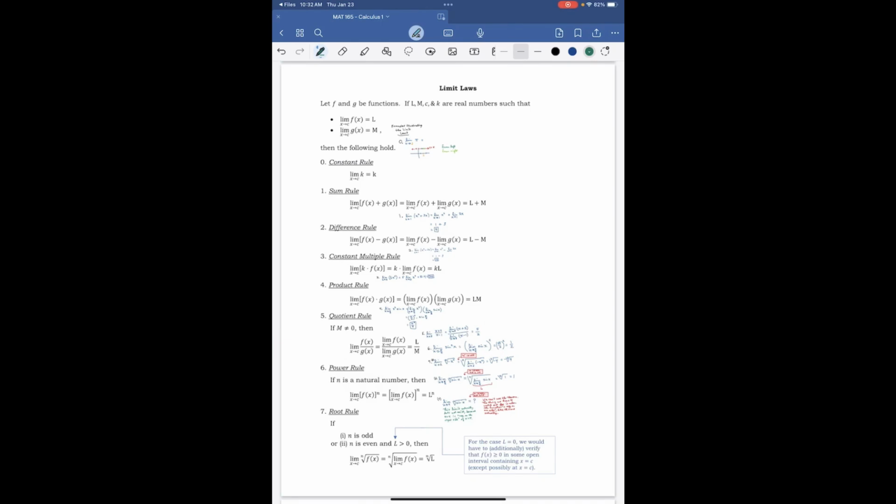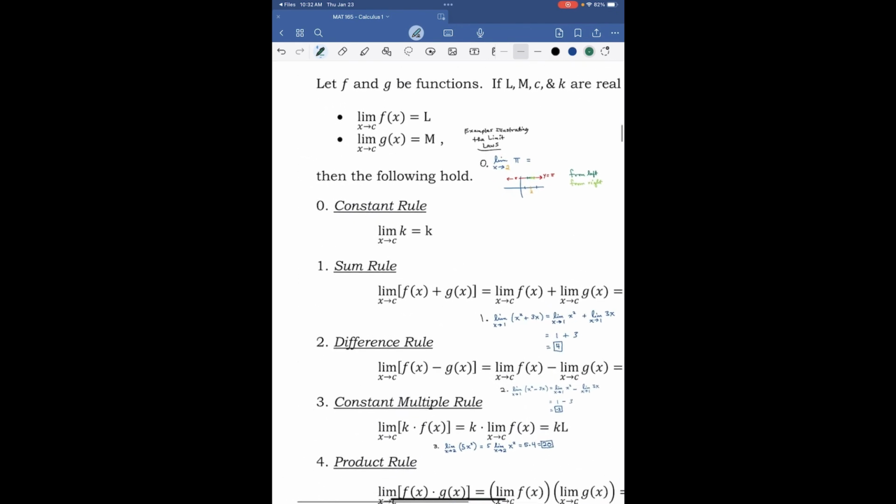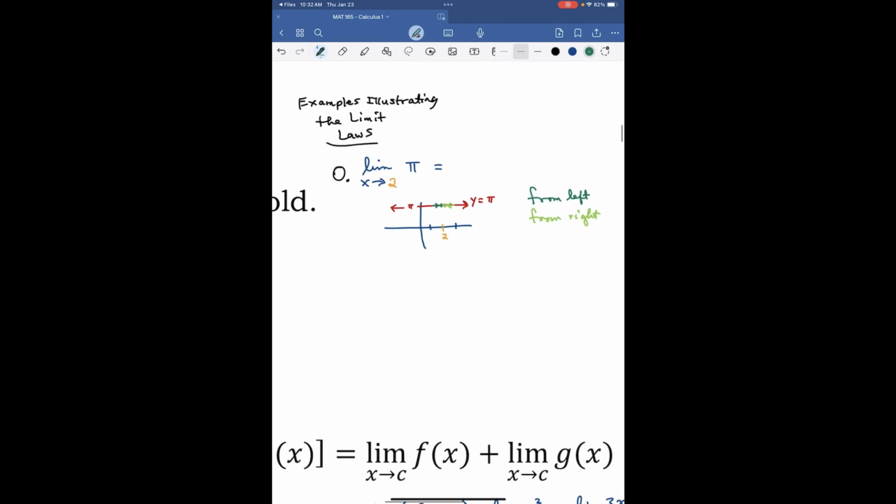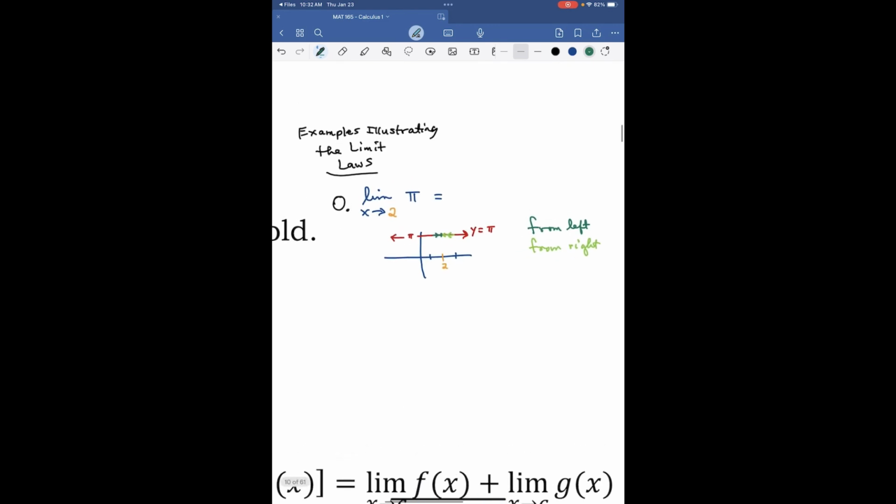In this video, we're going to look at limit laws, examples where we exercise the limit laws. So let's start with the first one, which is the constant rule. It basically just tells us that the limit of a constant is that constant. So we have an example here of that: the limit as x approaches 2 of pi, and it turns out that's equal to pi.